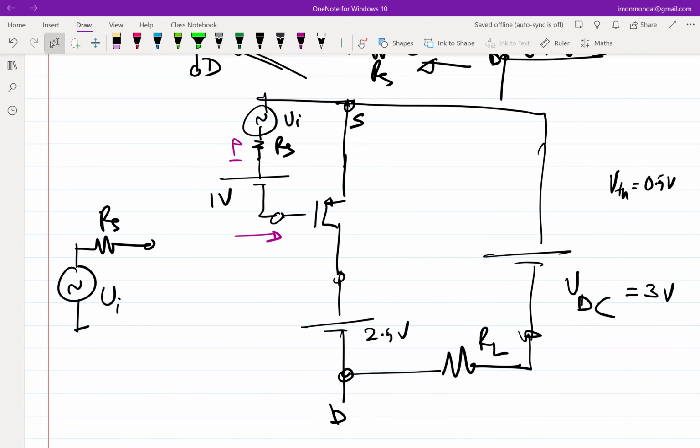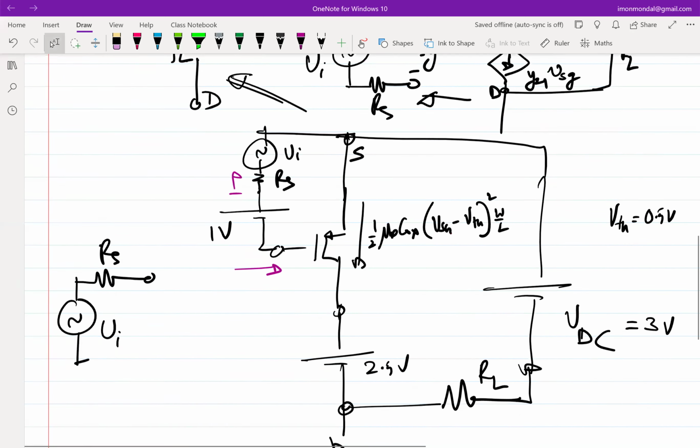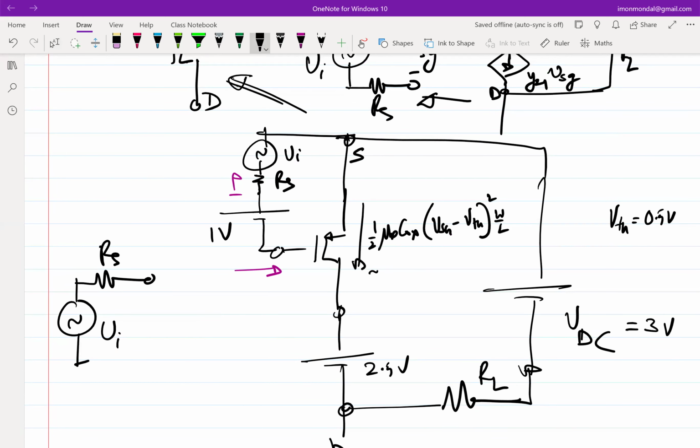Okay, so let's think about this for the time being. So what effect will this have? Initially we had the saturation region current, which was half mu P Cox times (VSG minus threshold voltage) whole square times W by L, right? Let's put some value. Let's say this is approximately 1 milliamp. So when we started off, when RL was not there, it was only biasing, it had 1 milliamp.